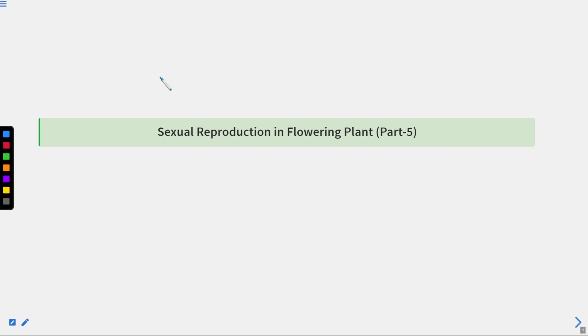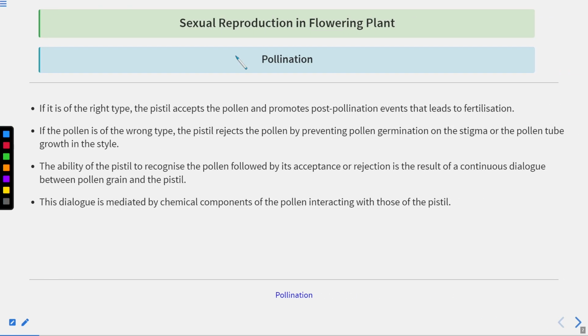Now pollination, we have seen, is of three types: autogamy, geitonogamy and xenogamy. There are three kinds of pollination, and we have studied the difference between them. First is autogamy, second is geitonogamy, and the third one is xenogamy, which is the actual cross pollination. Now, in this lecture, we'll continue with pollination.